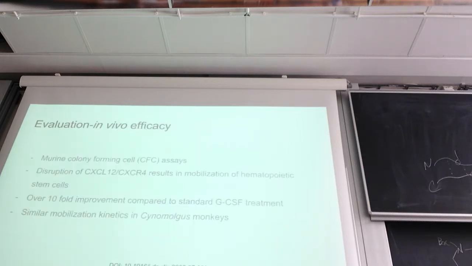And finally, in vivo efficacy of POL306 has been assessed by murine colony forming cell assay, and improved circulation of hematopoietic stem cells was shown compared to standard GCSF treatment. HSCs usually reside in bone marrow, but the CXCL12 and CXCR4 axis results in mobilization, which is very important for transplantation for treatment of many hematological diseases such as leukemia.